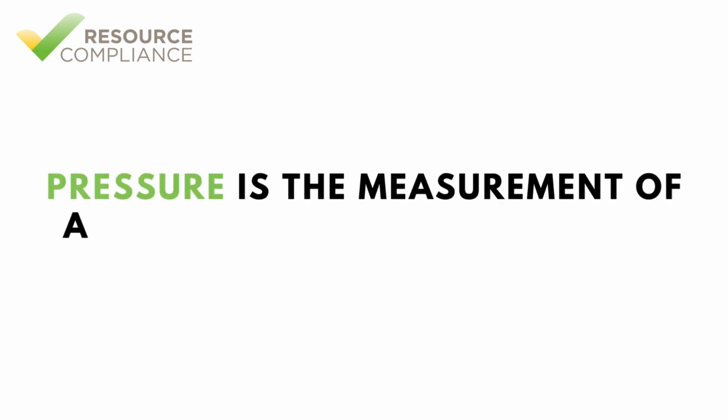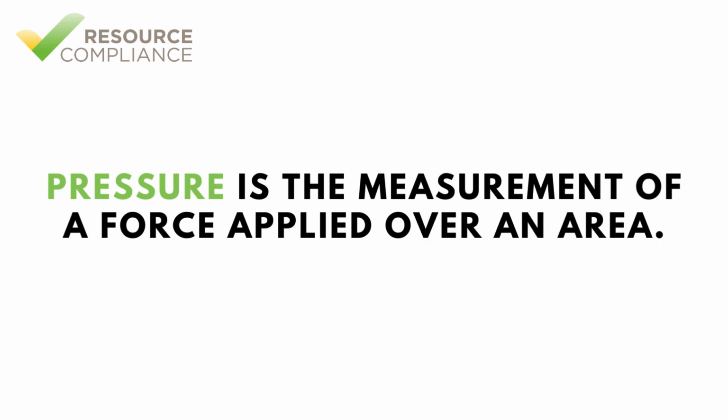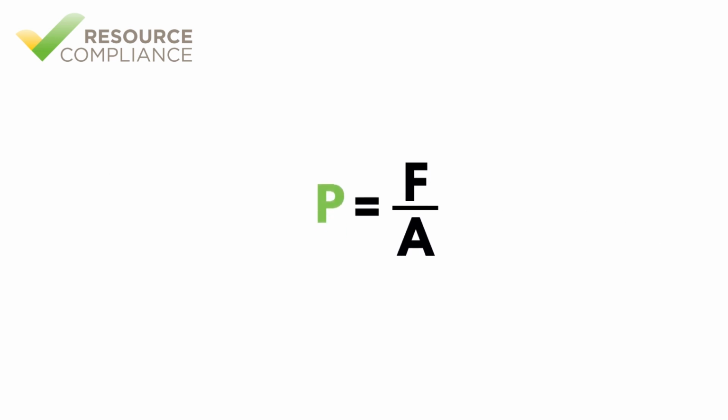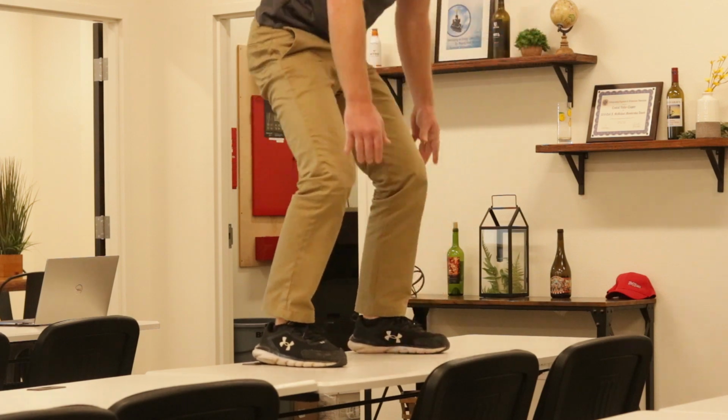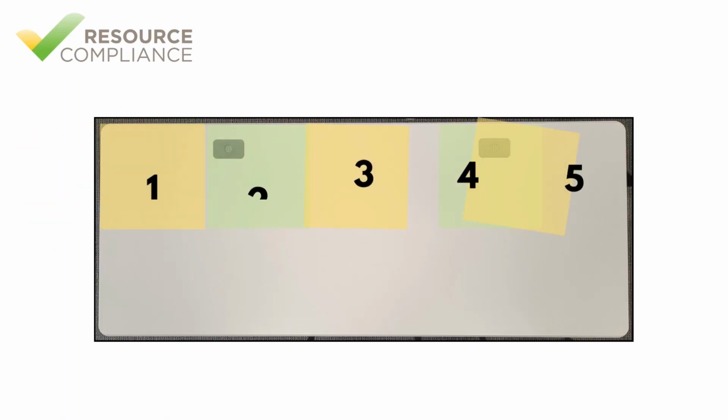Pressure is the measurement of a force applied over an area. The equation to calculate pressure is pressure equals force divided by area. Let's imagine that a 200-pound man stood on the top of this table that has a 10 square foot area.